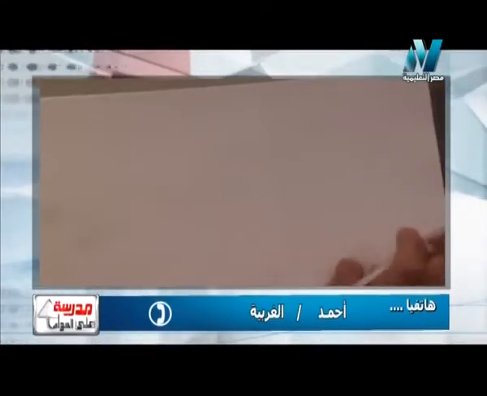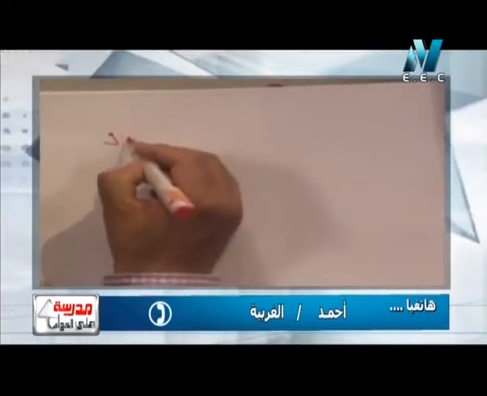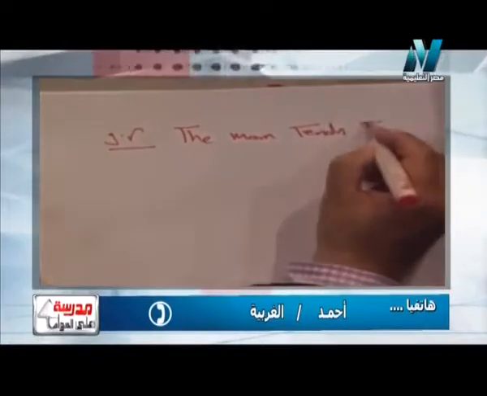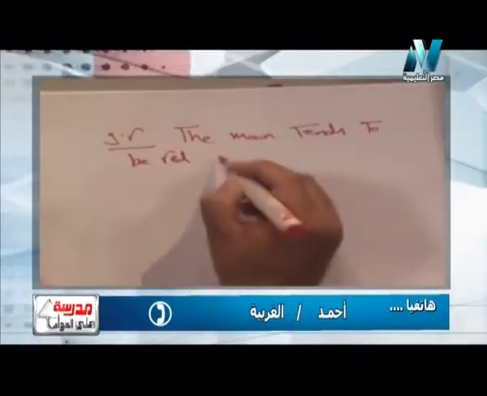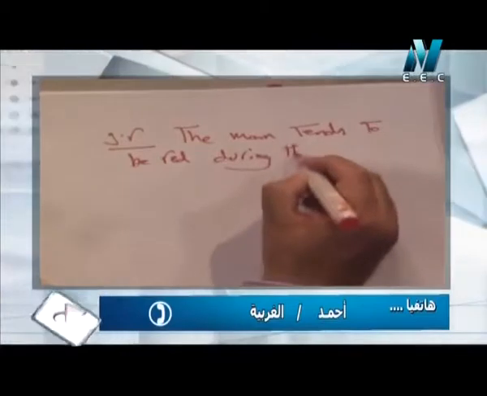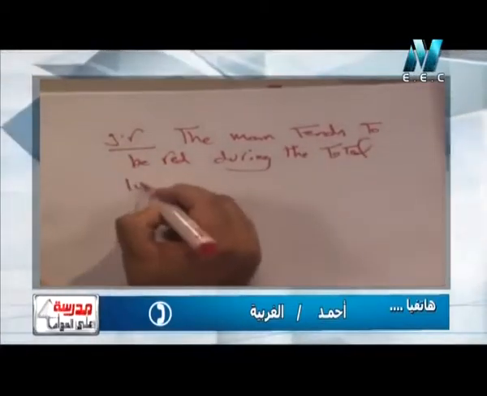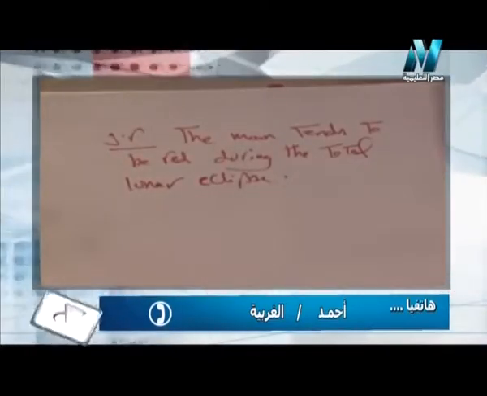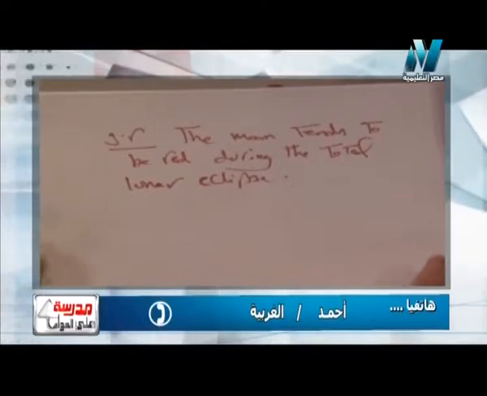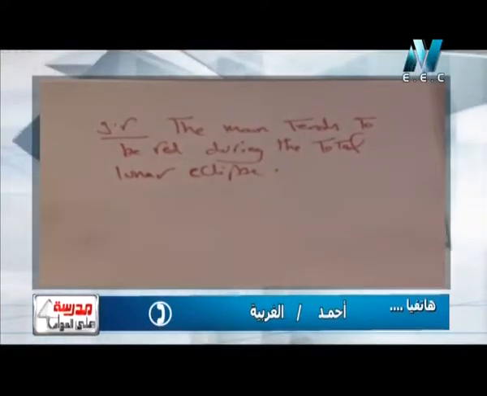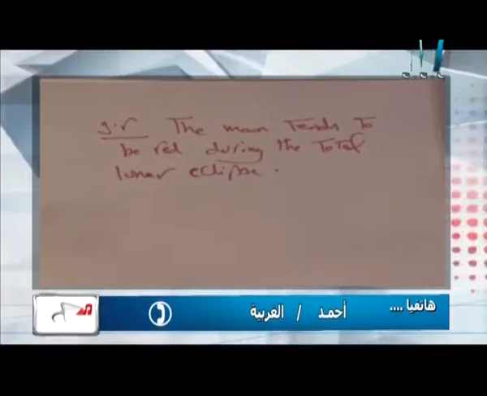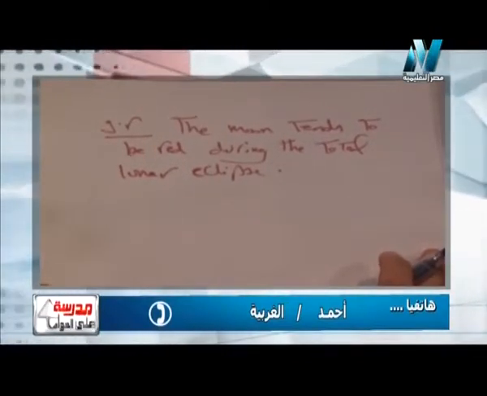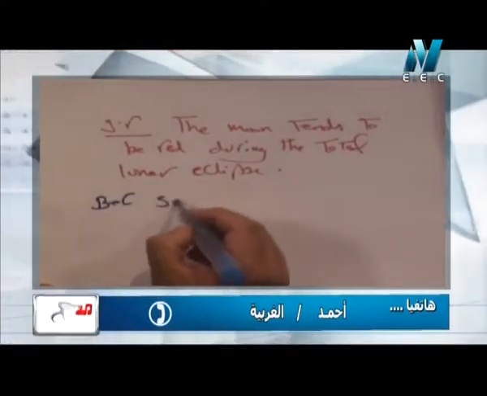Okay, let's write it together. Okay, Ahmed, the question says: give the reason the moon tends to be red during the total lunar eclipse. Ahmed, wait. Let's study it in detail now. Ahmed, be quiet. The question says that the moon tends to be red during the total lunar eclipse. Why? Because the moon tends.